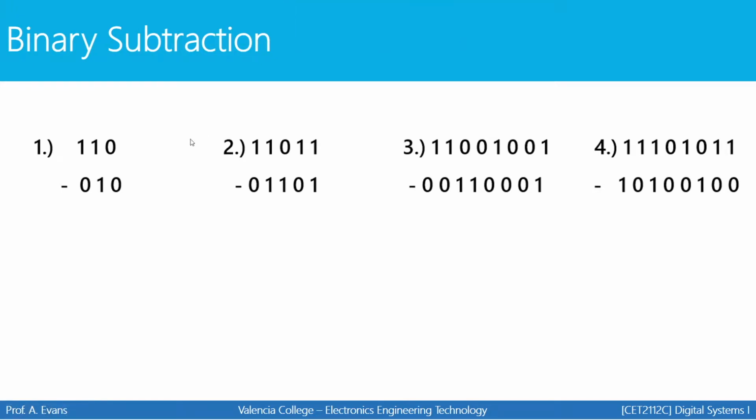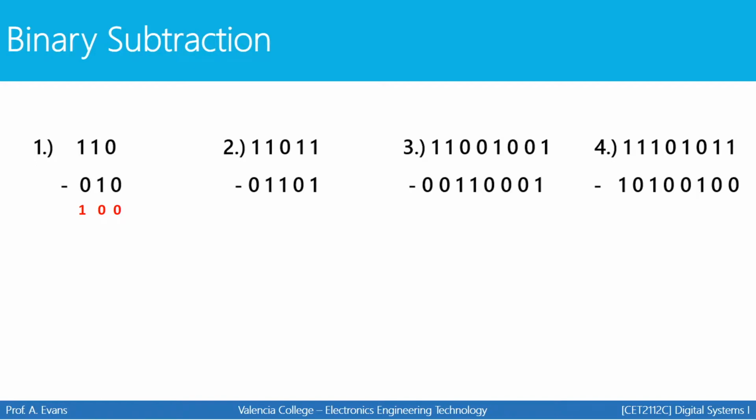So in this first example, we have 1, 1, 0 minus 0, 1, 0. So we're going to start from the right and work our way to the left. So we're going to start with 0 minus 0, which is 0. Next, we're going to do 1 minus 1, which is also 0. Then finally, we're going to do 1 minus 0. 1 minus 0 would be 1. So in this case, we didn't need to borrow at all.